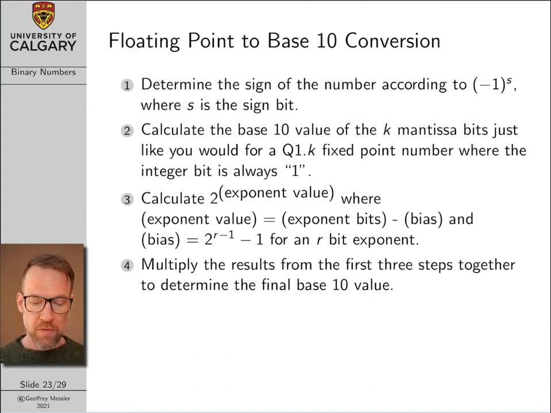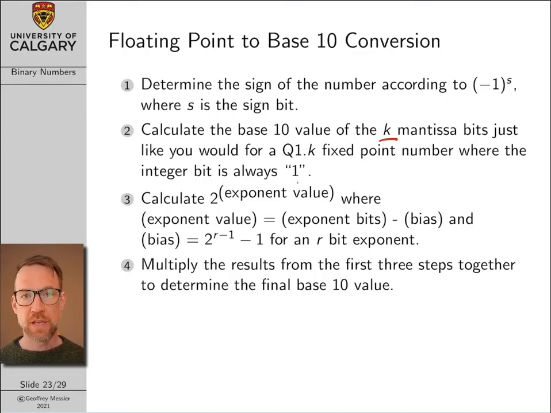The next step is to calculate the value of your mantissa. So if you have k mantissa bits, you calculate the value just like you would a Q1.k fixed point number, where the integer bit is always equal to 1. So this draws on what we've learned about fixed point numbers.